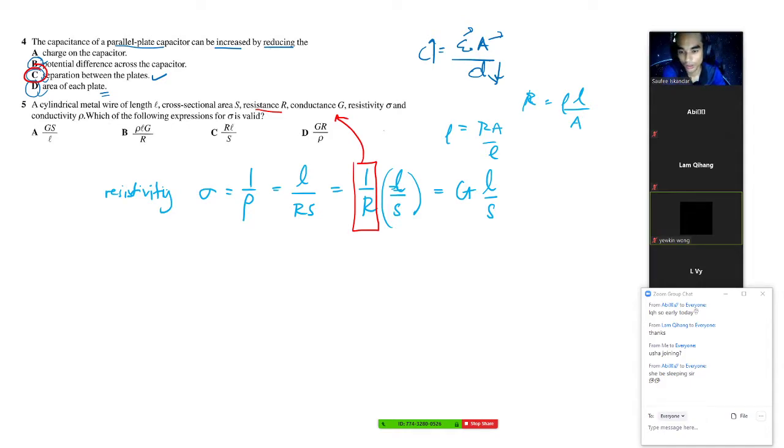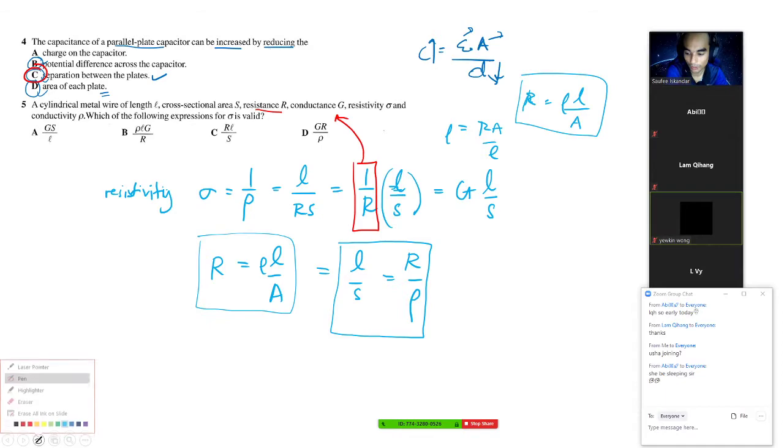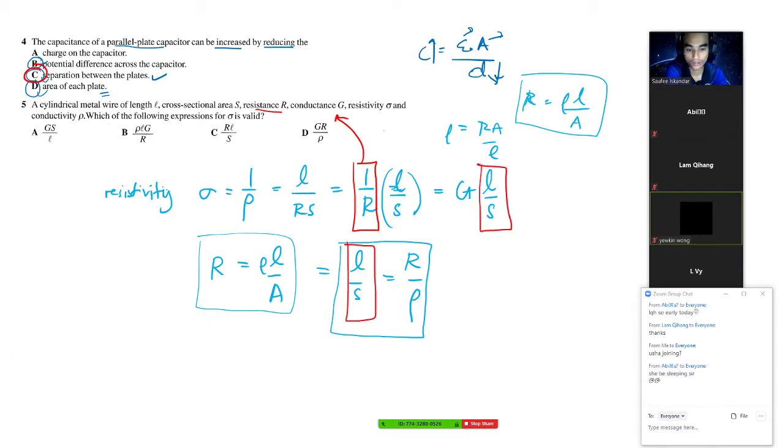One more thing. In the second equation, R equals rho L over S. Over here, we're taking the second part of the equation. R equals rho L over S, so L over S equals R over rho. Then this L over S is the same as that side, so sigma equals G R over rho. So the answer is D, G R over rho.